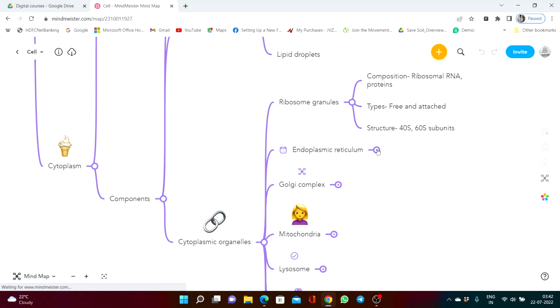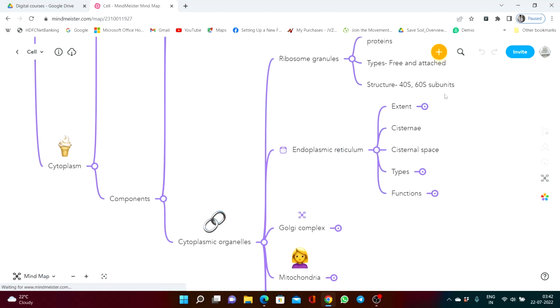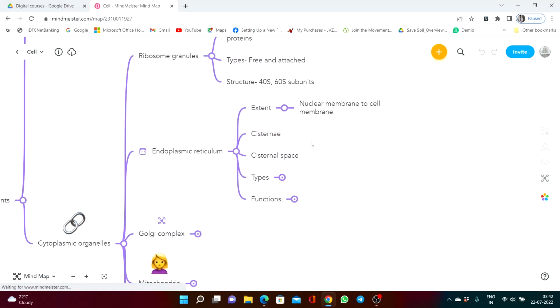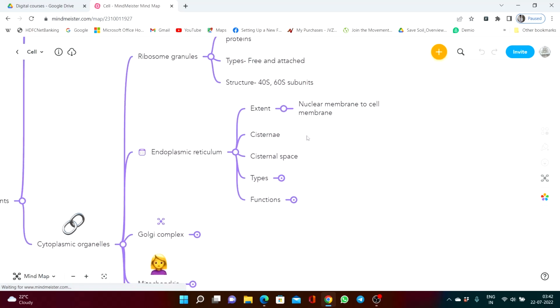Coming to the next component, that is the endoplasmic reticulum. It extends from the nuclear membrane to the cell membrane, in the form of double membrane foldings which are called cisternae. In between the double membrane foldings there is a space which is called the cisternal space. This cisternal space is continuous with the perinuclear space of the nuclear membrane.